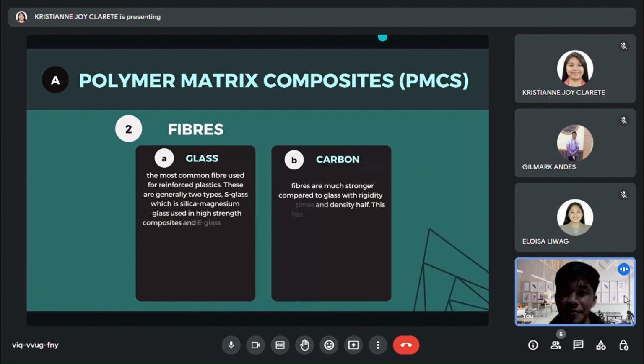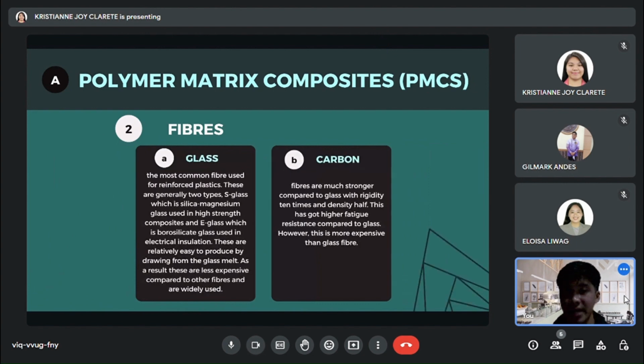So we have fiber as glass. In glass, the most common fiber used for reinforced plastic, there are generally two types: S glass, which is silica magnesium glass used in high strength composites, and E glass, which is borosilicate glass used in electrical insulation.